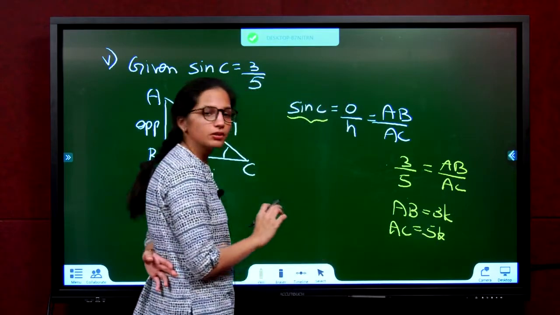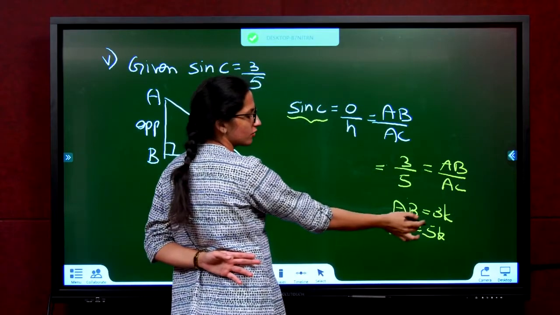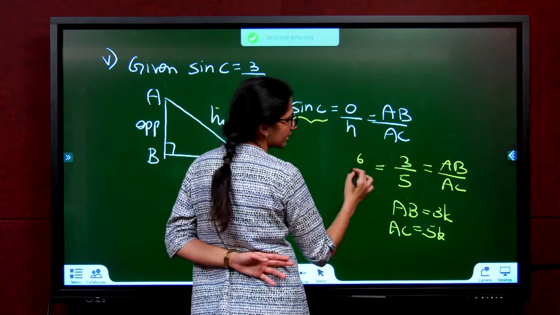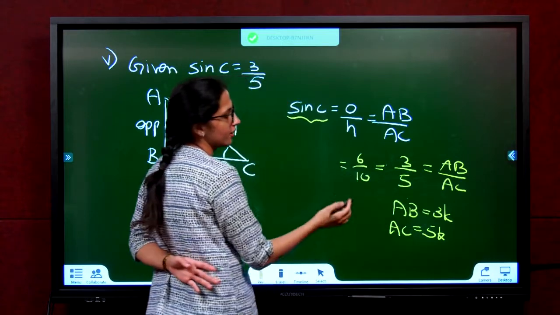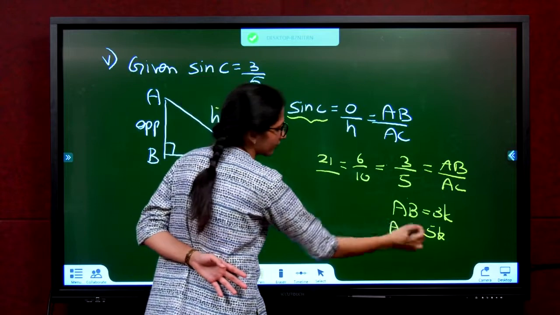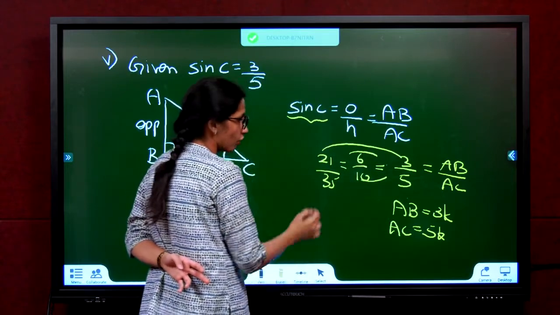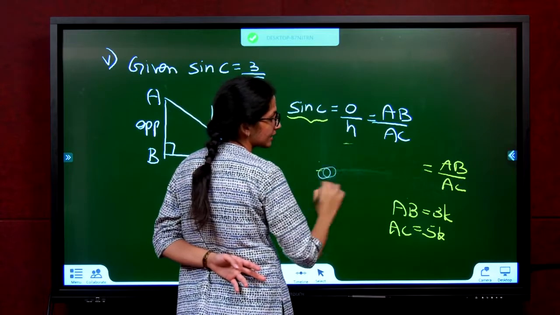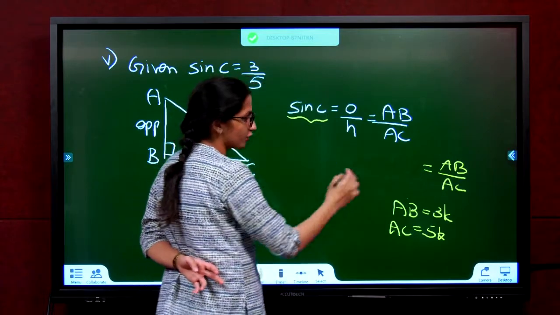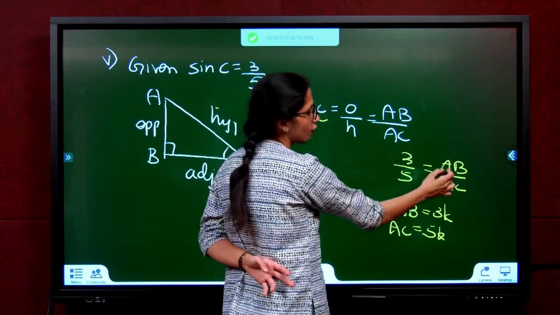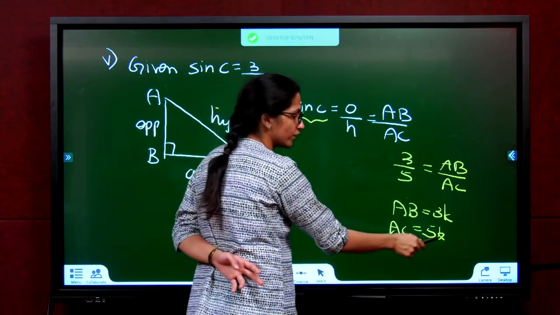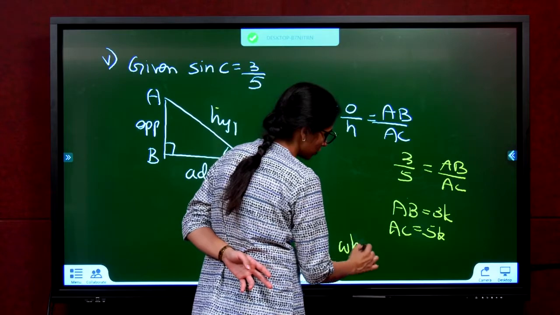This K is some constant. It can be anything. If it's 2, then you get 3 twos are 6 and 10. If it is 7, you will get 21 and 5 sevens are 35. All these answers will give 3 by 5. So if you have an angle with a proportion given, for the sides you have to assume with K, where K is a constant.